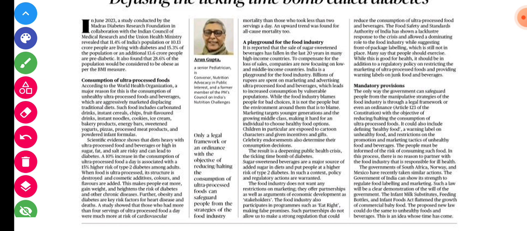Such partnerships do not allow us to make a strong regulation that could reduce the consumption of ultra processed food and beverages. The Food Safety and Standards Authority of India, that is FSSAI, has shown a lackluster response to the crisis and allowed a dominating role to the food industry while suggesting front of package labeling, which is still not in place.